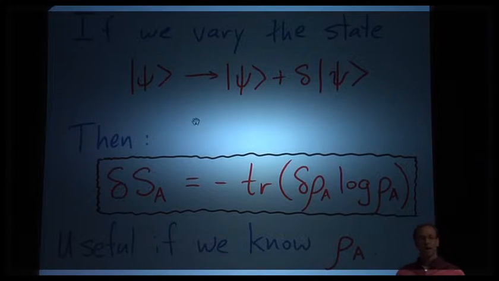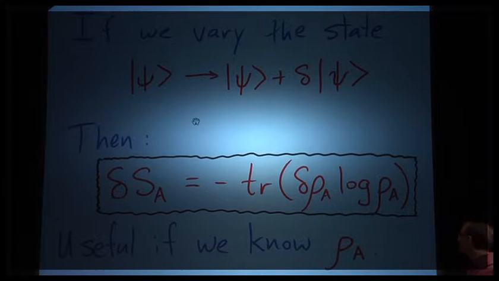Now I want to demonstrate a result about what happens to the entanglement entropy if you vary the quantum state. We imagine starting with some state of the entire system, and then we change it a little bit, and immediately from the definition of entanglement entropy, we find that the variation of the entanglement entropy for the subsystem is equal to an expression that involves the variation of the density matrix and the log of the original density matrix. That seems fairly trivial, but in fact it's quite useful in many cases if this original density matrix takes a nice form. Let me give you a few examples.